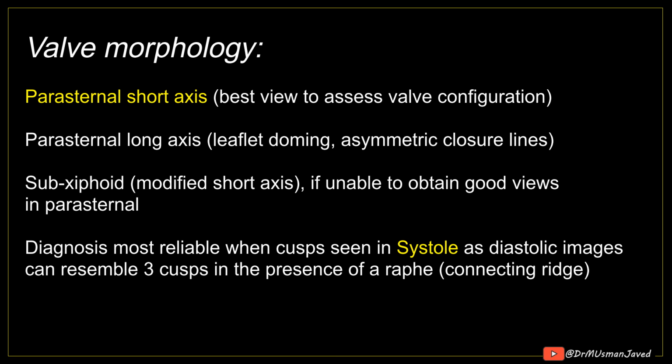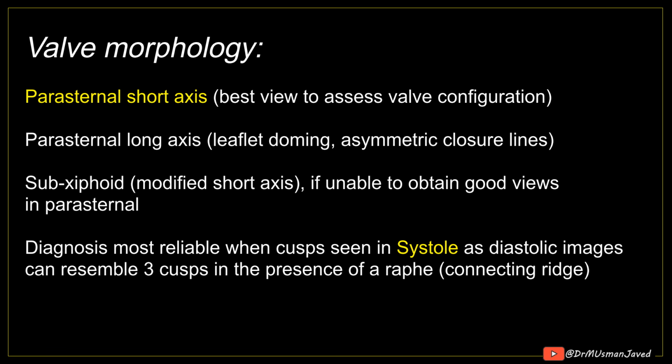To assess valve morphology on echo, the best view to look at is the parasternal short axis at the level of the aortic valve. You can get some information from the parasternal long axis as well. For example, with some bicuspid valves, you can get leaflet doming or asymmetric closures, but you can also get asymmetric closures if the view is off axis. You don't want to be fooled, and you want to make sure that you're looking at your parasternal short axis.